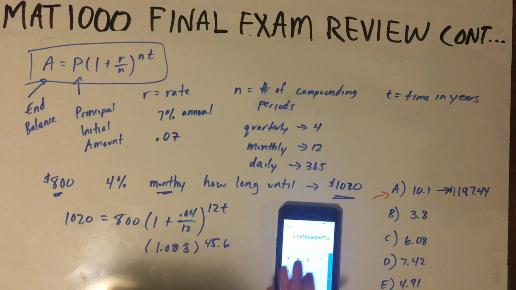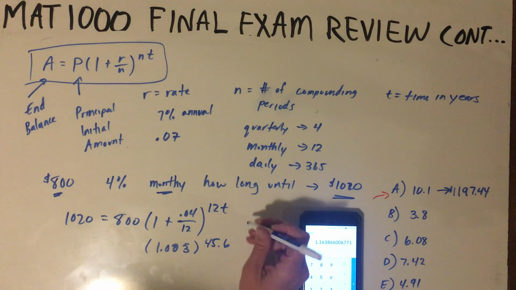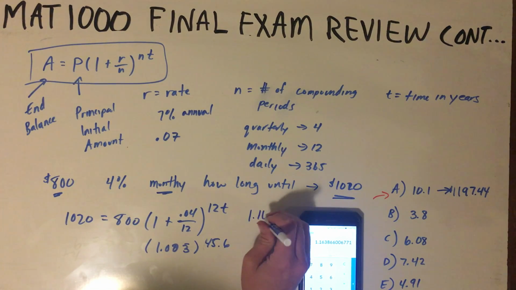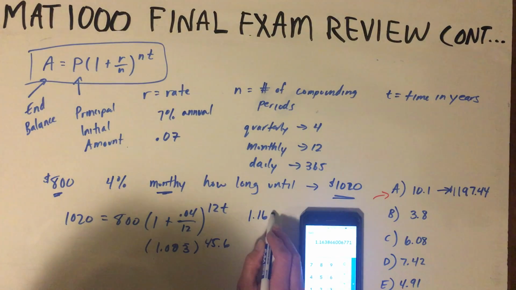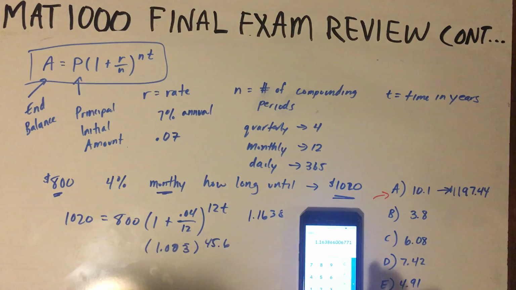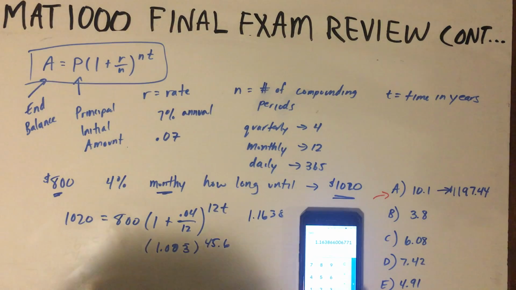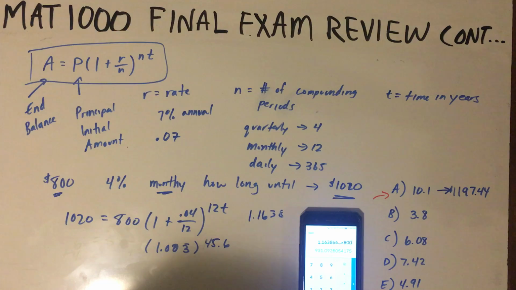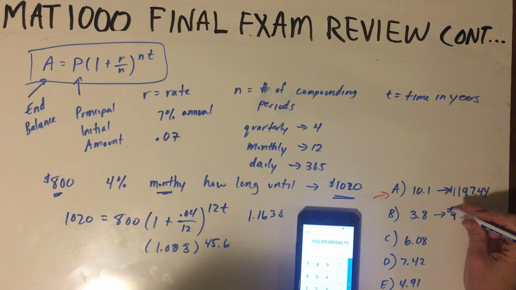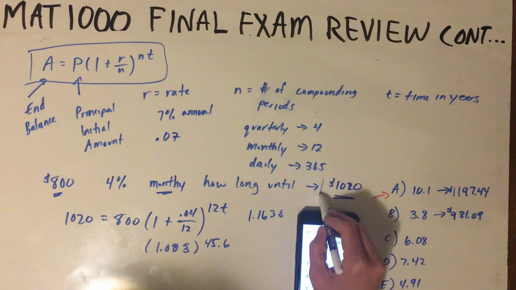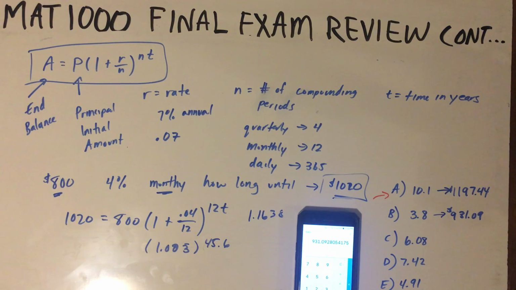Now I'm going to take that result and raise it to the 45.6 power. I get some number, and I have no clue what this number means per se. I just know that if I take anything and times it by something bigger than 1, it's going to be bigger. But I'm not going to round this. I'm going to take it exactly as is and times it by this 800. When I've waited this much time, I'm going to have $931.09. Well, that is also not the $1,020 that I'm looking for.